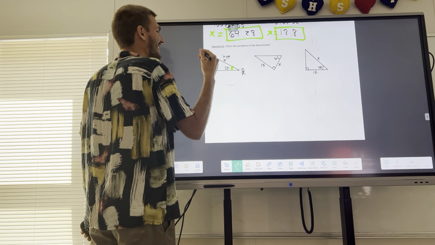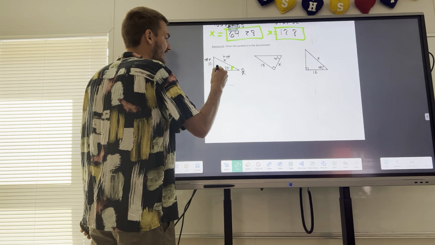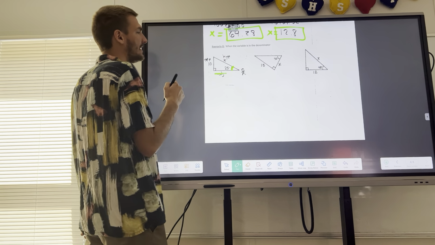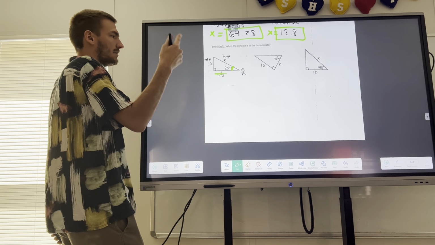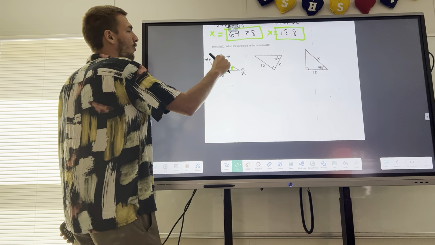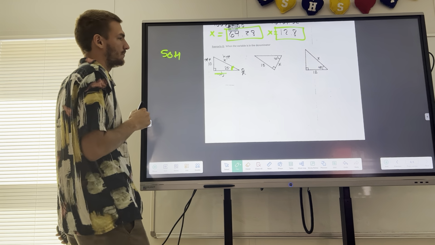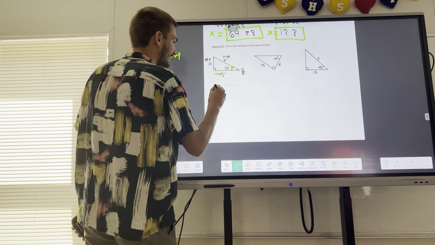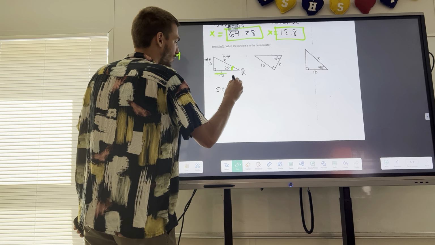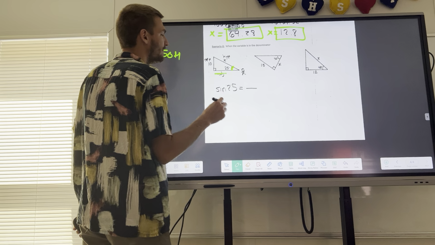Hypotenuse. Which one do I not need? Adjacent. I don't need it. So am I going SOHCAHTOA? I'm going OH. I want to choose, oh, it's hard to read. So I'm going to choose the sine of 25 is equal to a fraction.